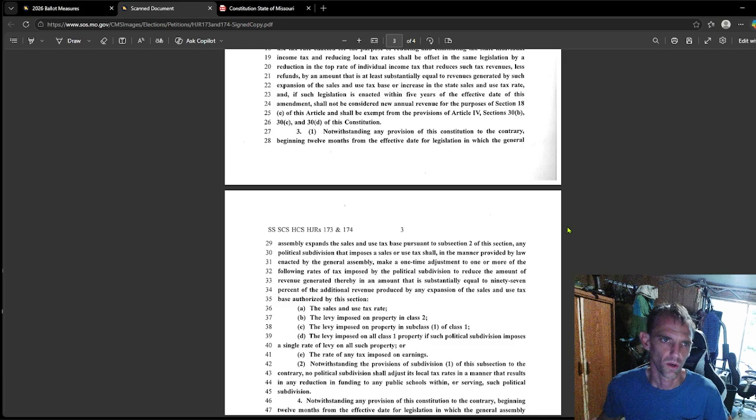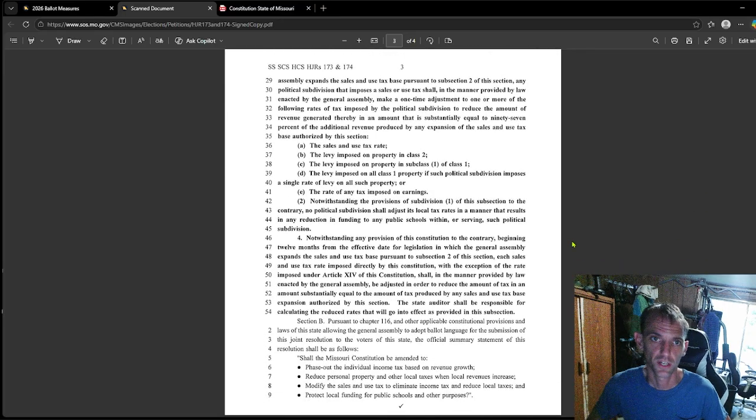Subsection 3, subdivision 1 of subsection 3. Notwithstanding any provision of this Constitution to the contrary, beginning 12 months from the effective date for legislation in which the General Assembly expands the state sales and use tax base pursuant to subsection 2 of this section, any political subdivision that imposes a sales or use tax shall, in the manner provided by law enacted by the General Assembly, make a one-time adjustment to one or more of the following rates of tax imposed by the political subdivision to reduce the amount of revenue generated thereby, and in an amount that is substantially equal to 97% of the additional revenue produced by any expansion of the sales and use tax base authorized by this section.